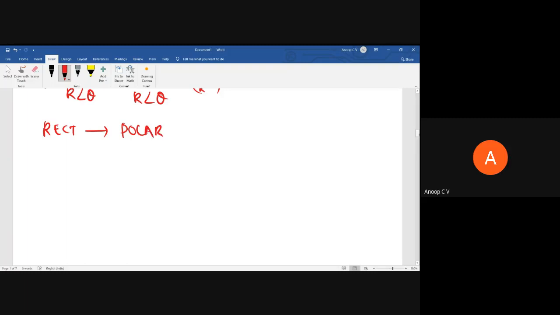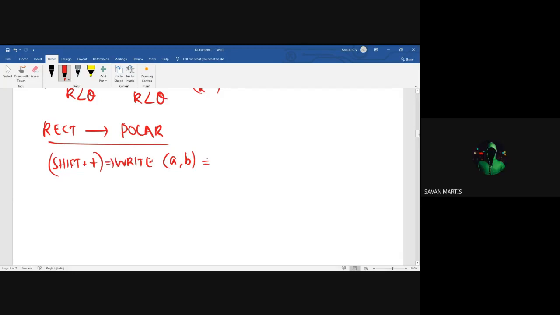Yes, rectangular to polar. So sir, above the plus key, the addition plus key, they have written POL, polar. So it is directly shift, shift plus that addition key. Then we have to write here 2 comma 16, that is A comma B. Then close the bracket and press equal to.